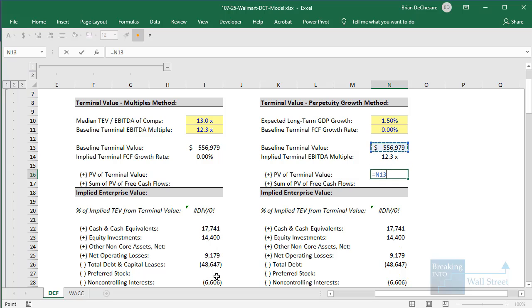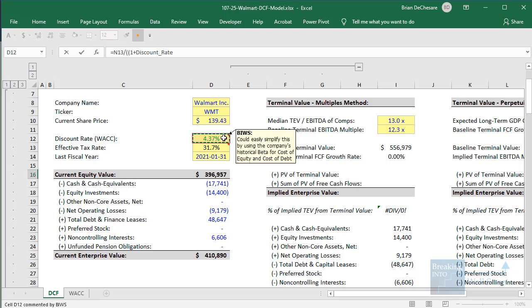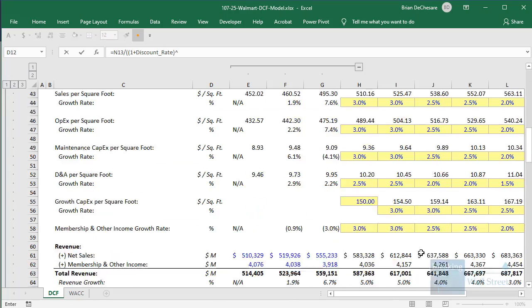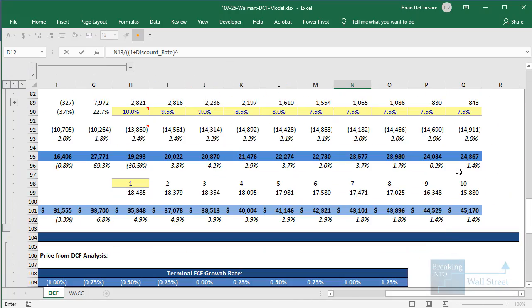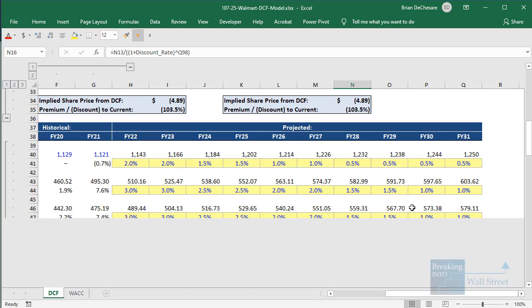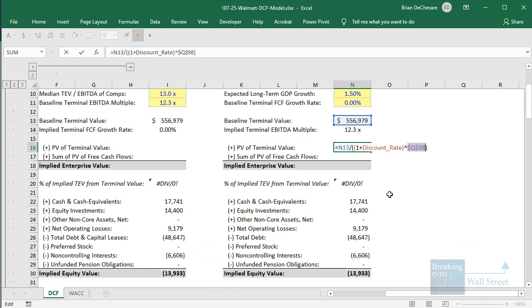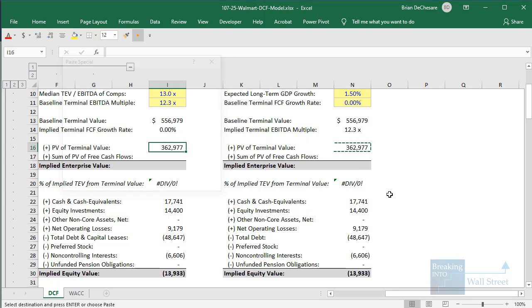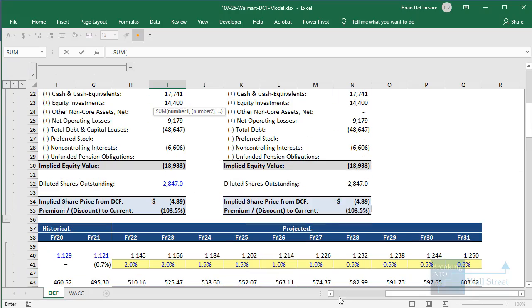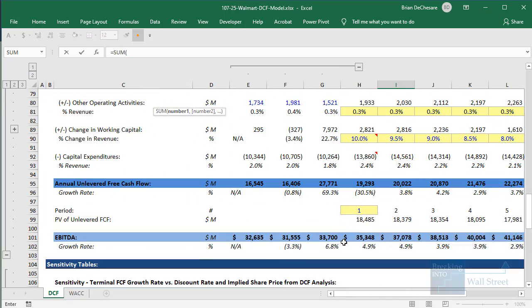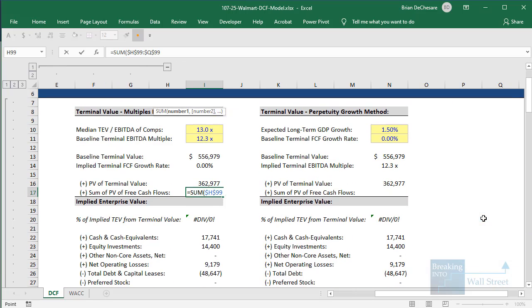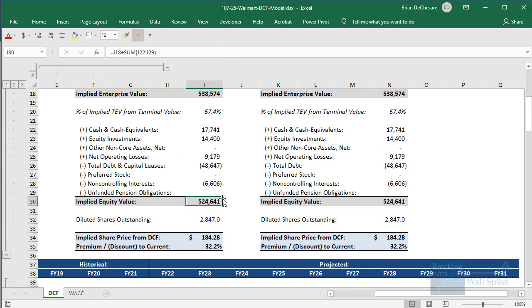So we'll take our baseline terminal value here, and I'll divide by 1 plus the discount rate, and I'll raise it to the power of the number of years in our analysis. So the last year number here, year 10, we have that. And I'll anchor this, and we can copy and paste it over here as well. And then for the sum of the present value of the free cash flows, let's go down and go to where I calculated it down here. Can sum these up and then copy and paste it over here. And so we have that. And then you can see the rest of this.